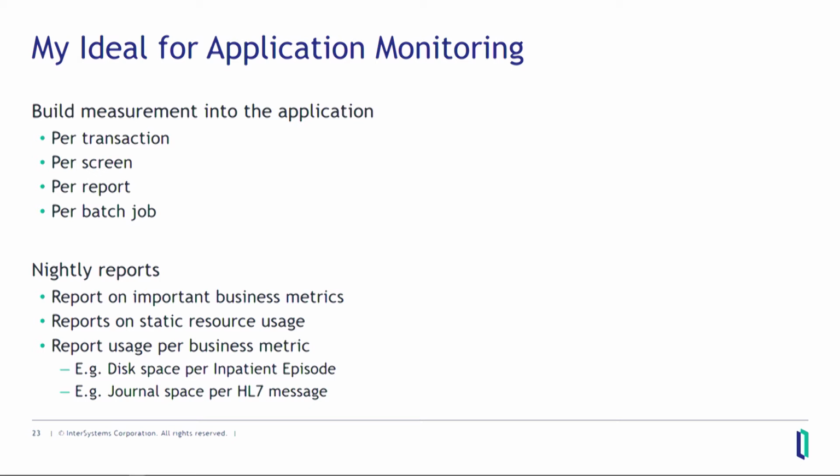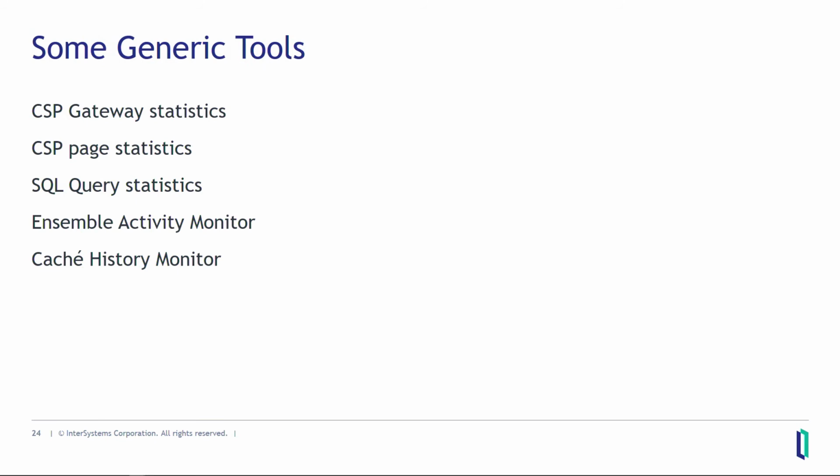And it's then good to roll those things up, so you can get reports that are relevant to the application. So it's a usage per business metric. That might be disk space per inpatient episode, journal space per HL7 message. If you're selling widgets, then it's how many global references were taken per widget sold. Now, that's what I think an APM tool ought to be able to have, something that's going to measure this information.